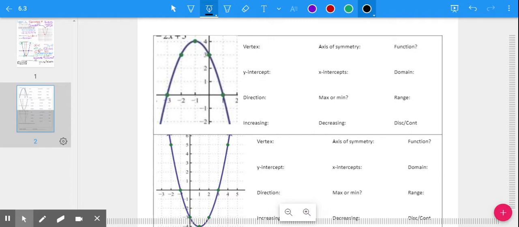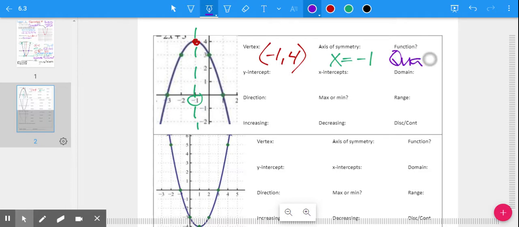So the rest of this paper is just more practice with those characteristics. So the vertex is the turning point. So on this one, our turning point is right there at -1, 4. The axis of symmetry is where you can fold it to make two equal halves. So it passes through the x-axis at -1, so x equals -1 is the equation for the axis of symmetry. Is it a function? Yeah, it's a parabola. It's just facing the opposite way. It was flipped over, but it's still a quadratic function.